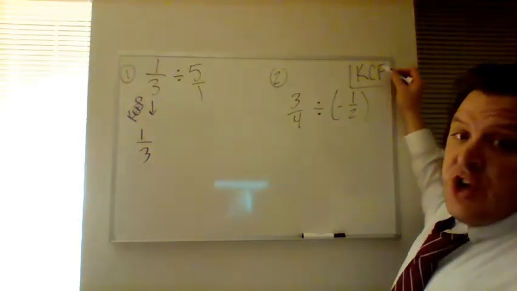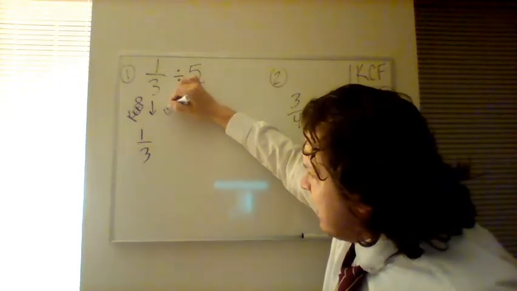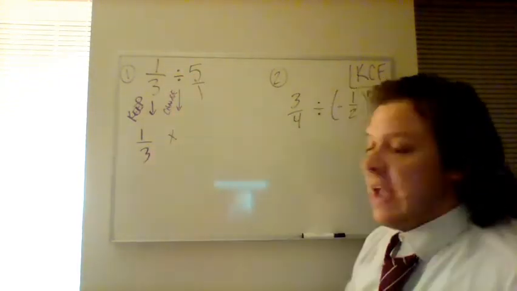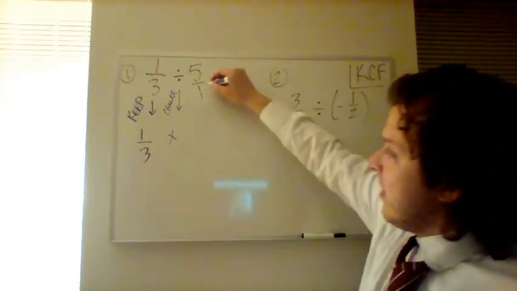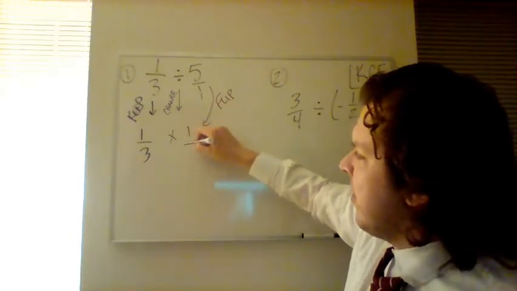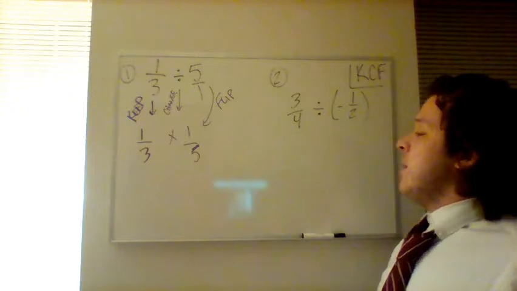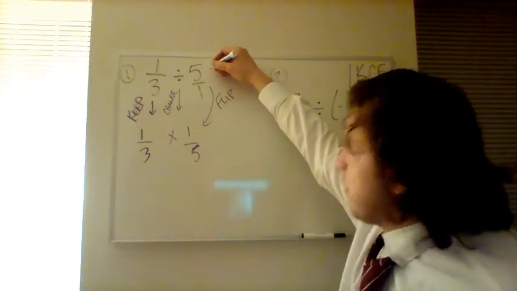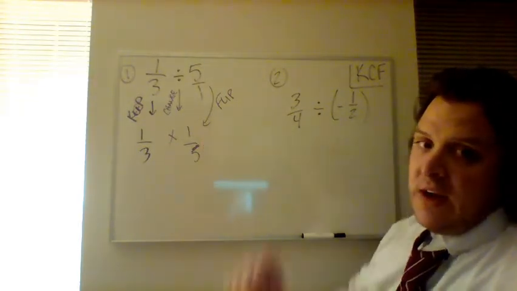The C, the change, is referencing the division sign. We're going to change it into multiplication. And then last but not least, flip is this last fraction. We're going to flip it. We have a word for that in math, right? 5 over 1 flips to 1 over 5. The word for flipping a fraction is the reciprocal. So 5 over 1's reciprocal is 1 over 5.